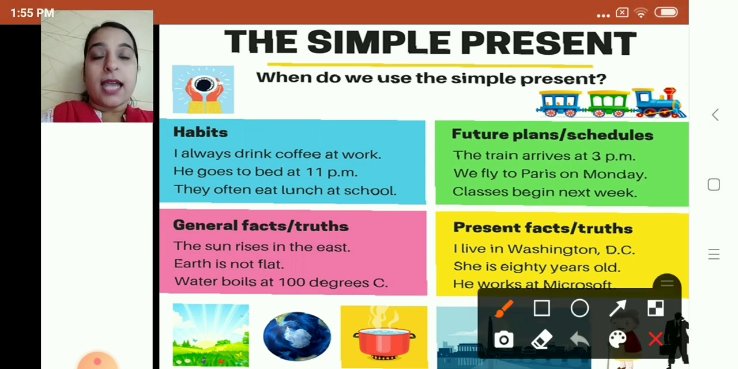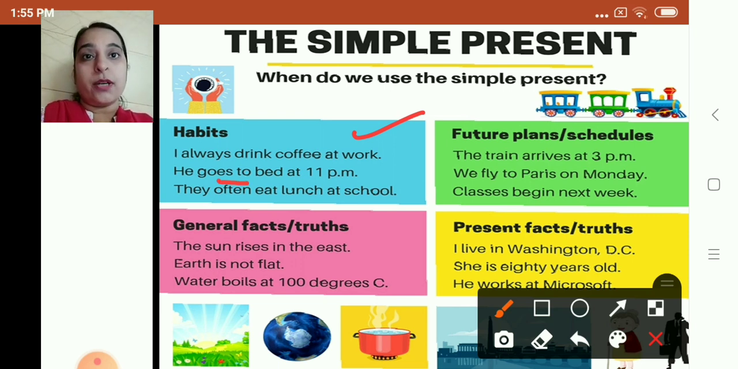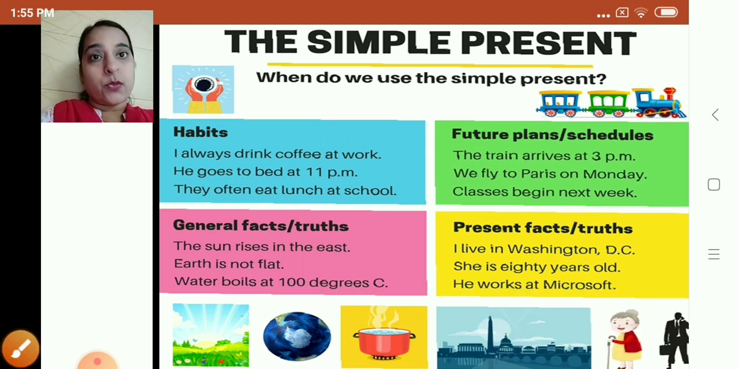He goes to bed at 11 p.m. They often eat lunch at school. So children, these all express habitual actions. I always drink coffee at work. So this is a regular habit. He goes to bed at 11. Just have a look. ES is added to the verb go, correct? So depending on the subject, with he, what is used? Goes. He goes to bed at 11 p.m. They often eat lunch at school. So they express habitual actions.